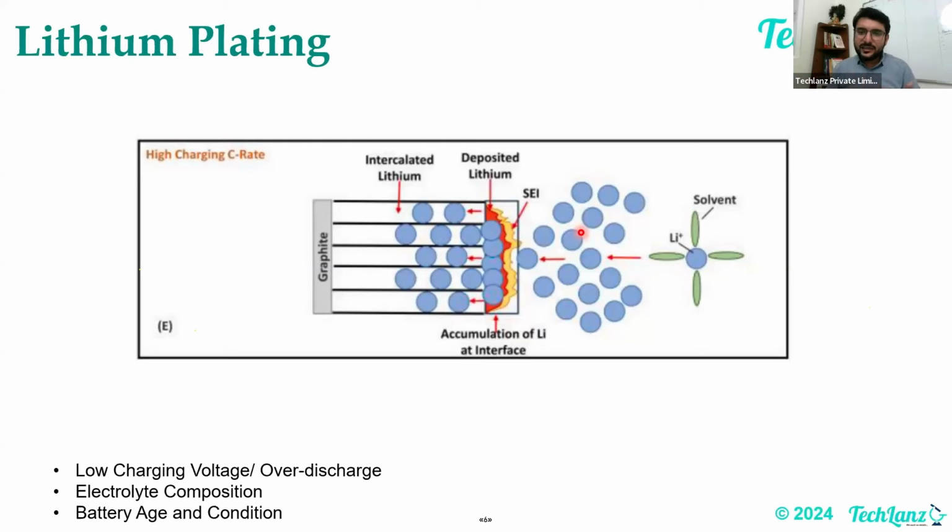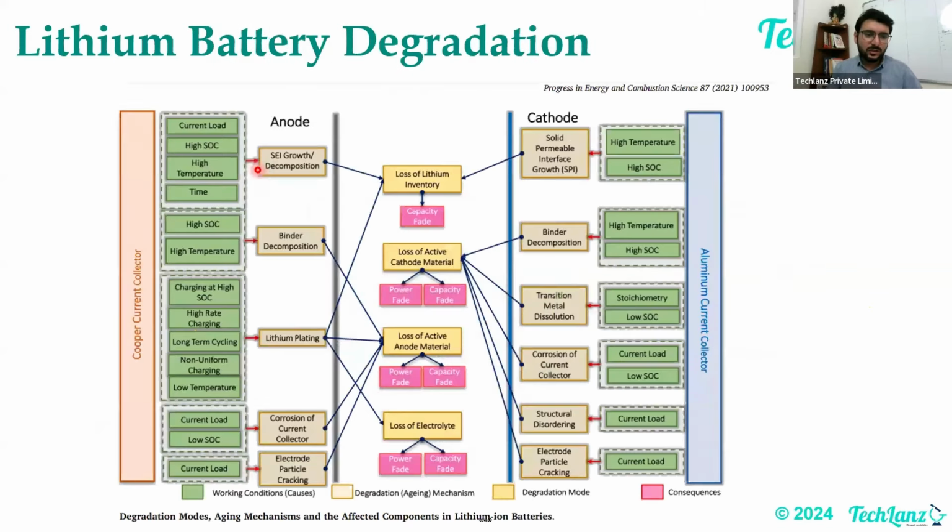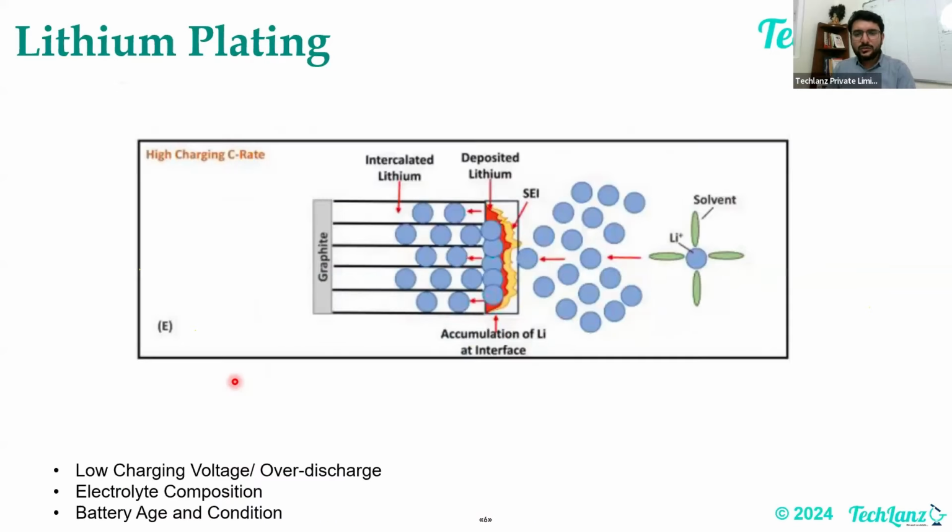This is happening because you're trying to charge the battery at such a fast speed. There are other reasons also: high temperature, low temperature, higher SOC. I'm only talking today about the charge rate, not the low temperature. We talked about other mechanisms also, like high charge, high SOC, cycling, non-uniform charging. So today's focus for this webinar is only the high DC charge.